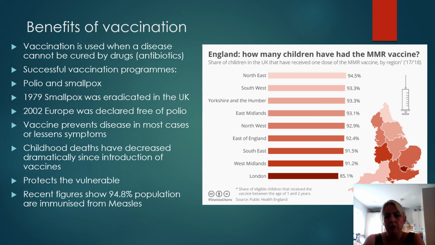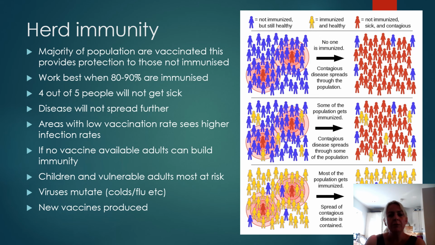It protects the vulnerable, so the elderly as well as the young and people with other underlying health conditions are protected. Recent figures show that 94.8% of the population are now immunised from measles. Herd immunity only works if there's 80 to 90% of the population immunised. Only then 4 out of 5 people will not get sick. Disease will not spread further.